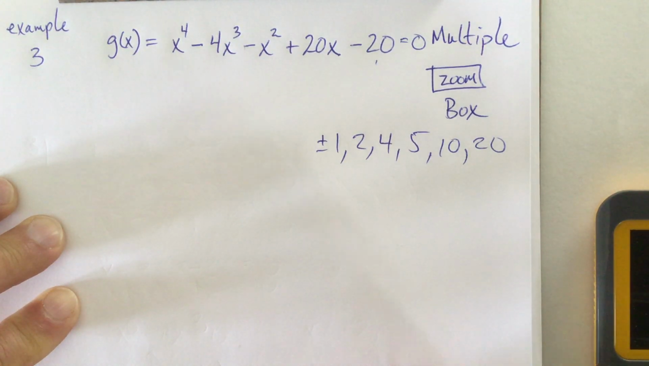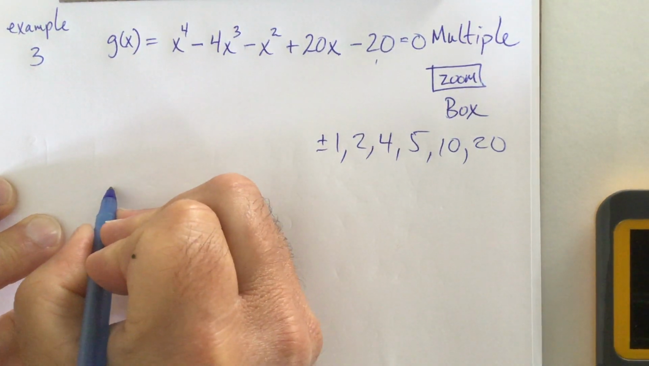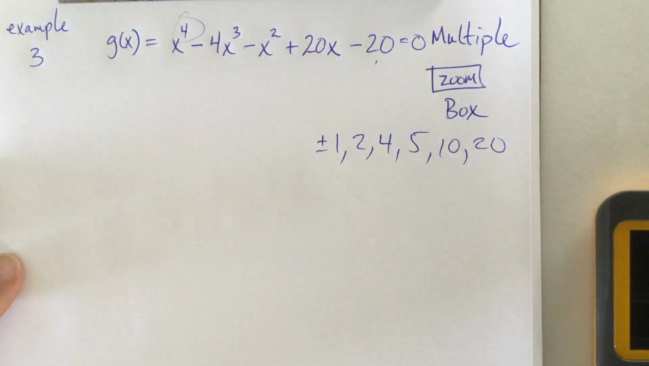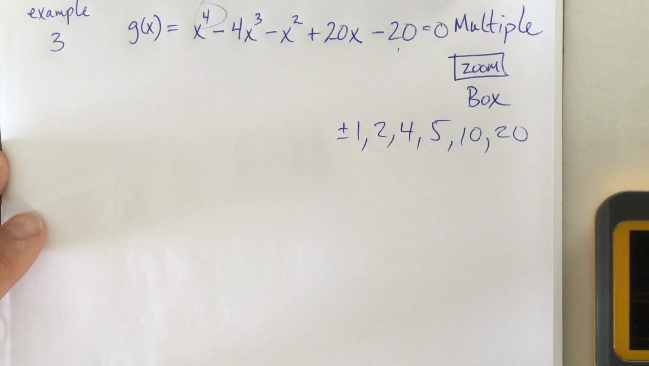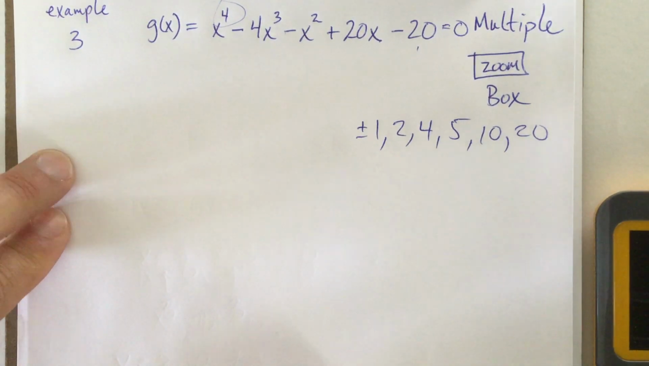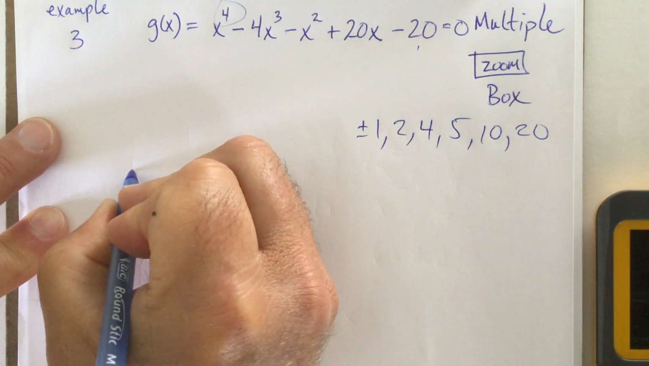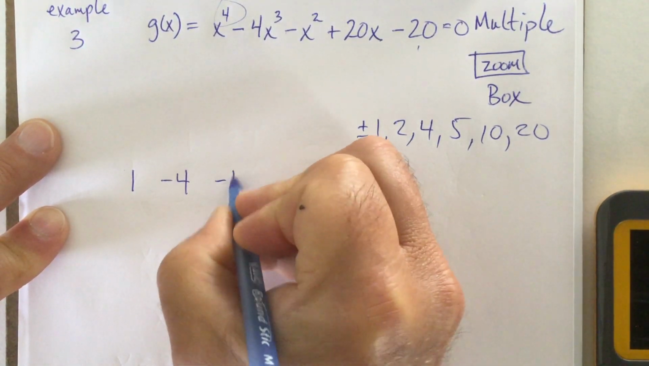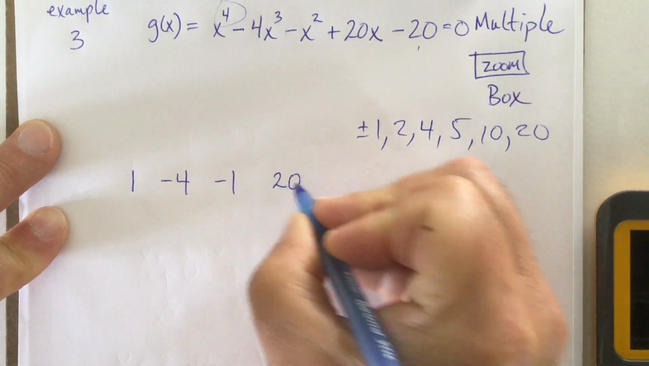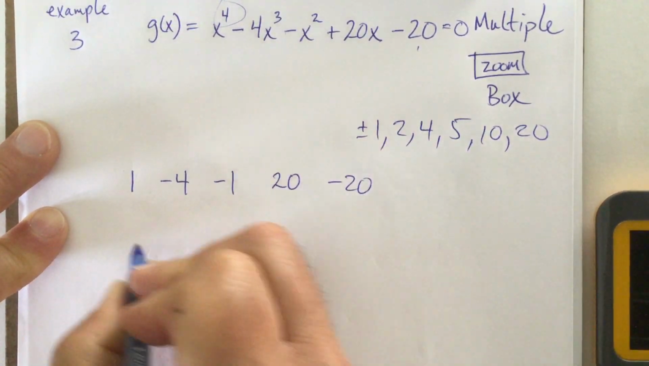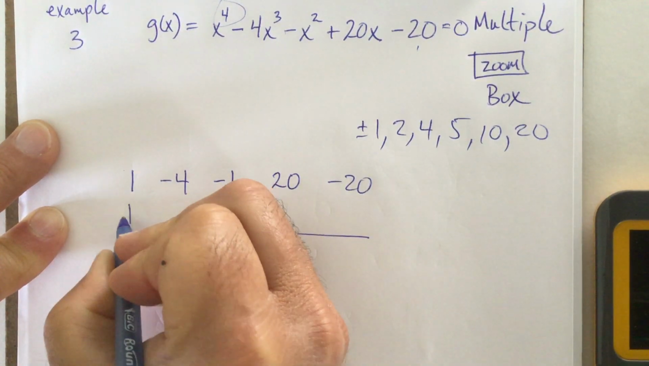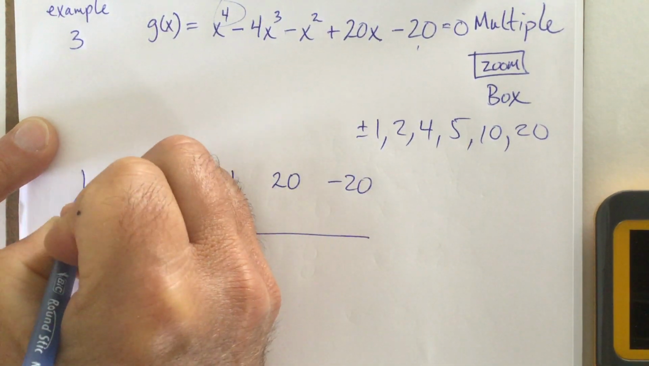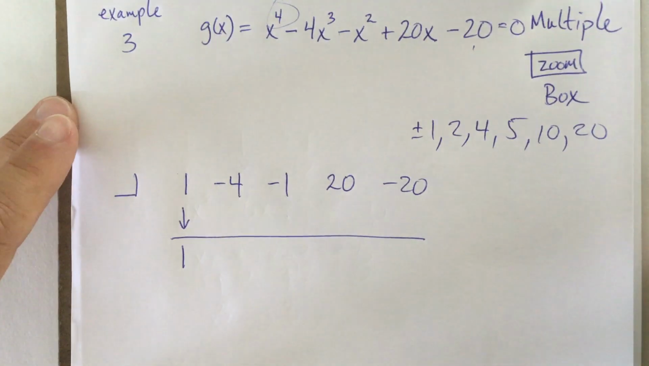There we go. And I'm going to do synthetic division twice, it looks like, because I have a fourth power problem. So let's get that ready to go. I'm going to do 1, negative 4, negative 1, 20, and negative 20. I'm going to draw a line. I'm going to bring it down. I'm going to use a shelf. And what shelf number should I pick?